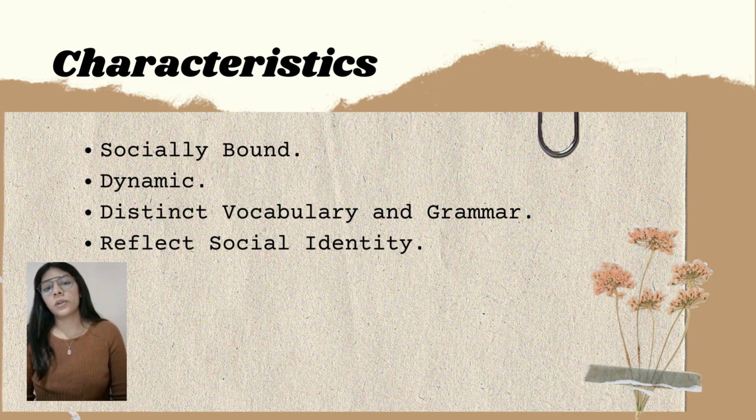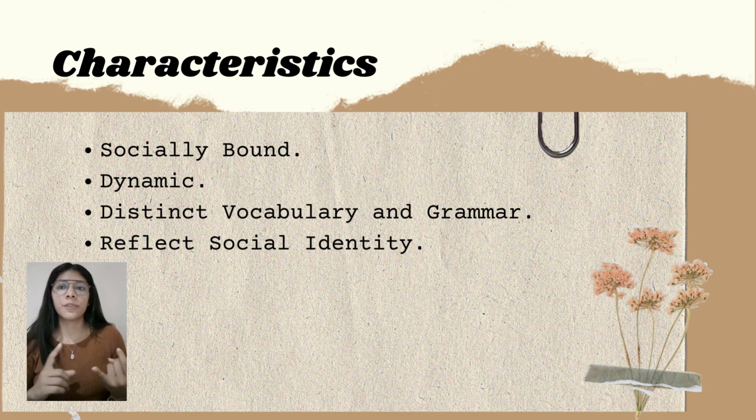Hello, I'm going to continue with the characteristics of the sociolect. The first one is socially bound, and sociolects are strongly connected to specific groups. This means that the way people speak can often tell something about their social environment, such as their class, profession, or age group. For example, the way teenagers talk might be quite different from how business executives communicate. Each group has its own way of speaking which helps to identify its members.